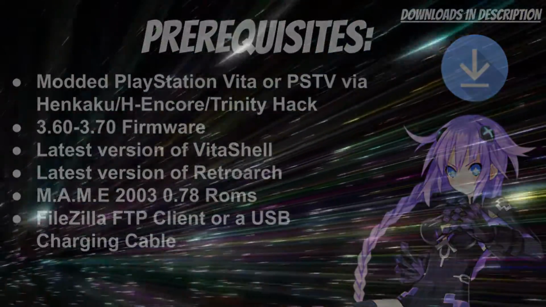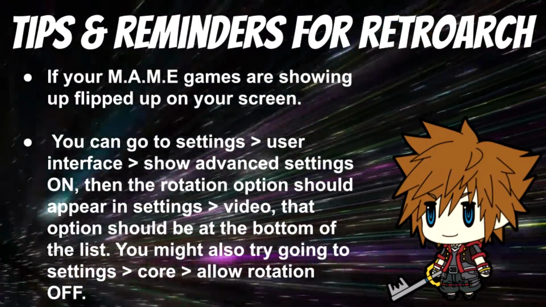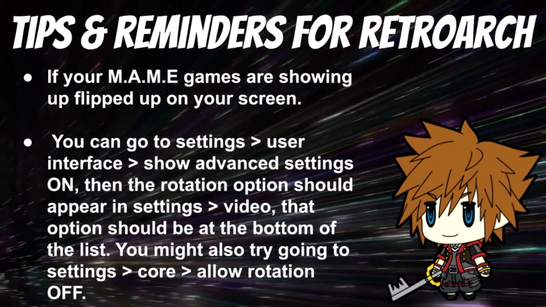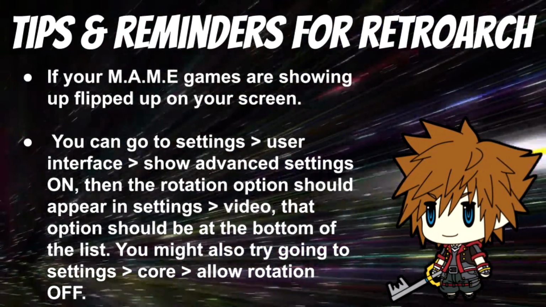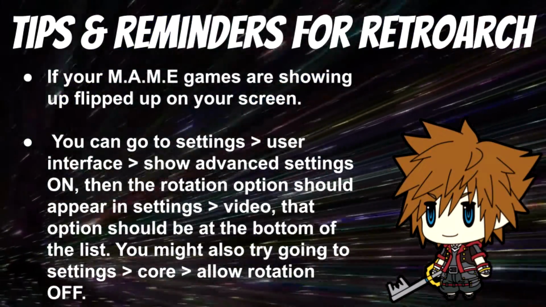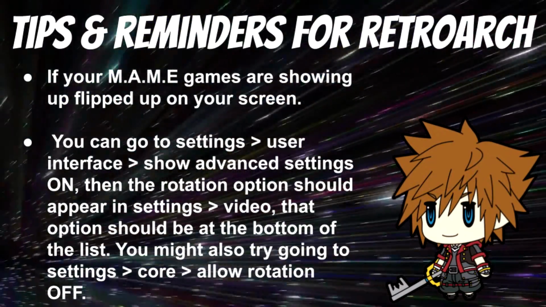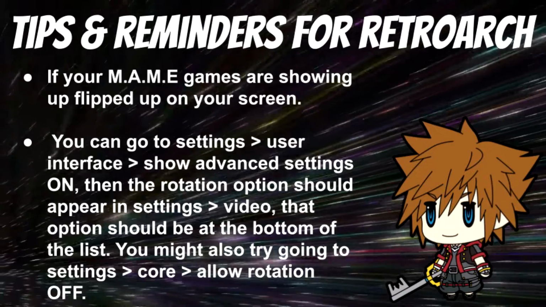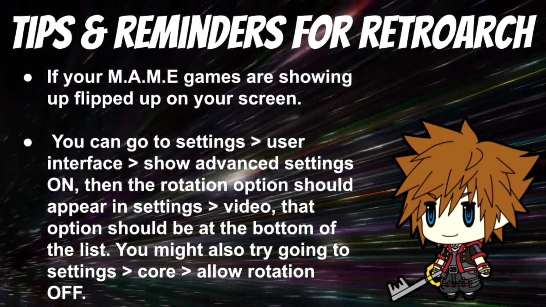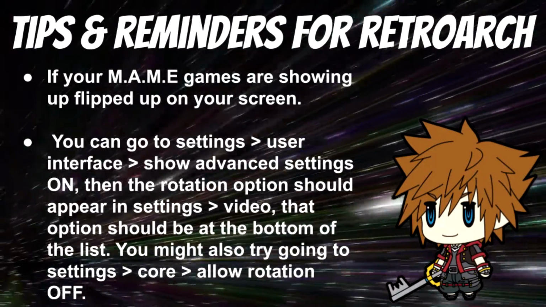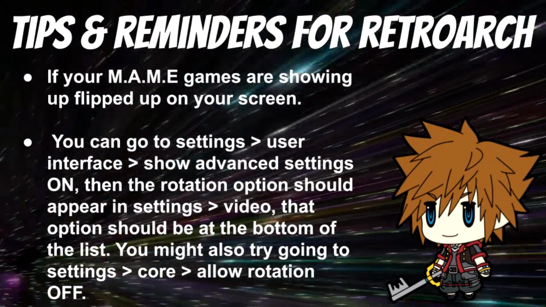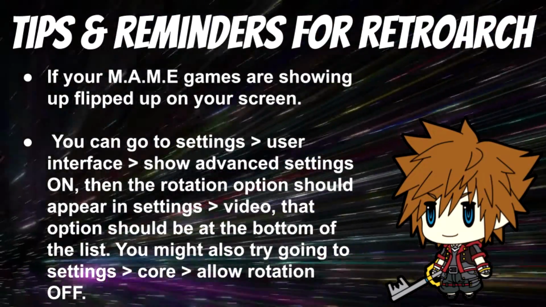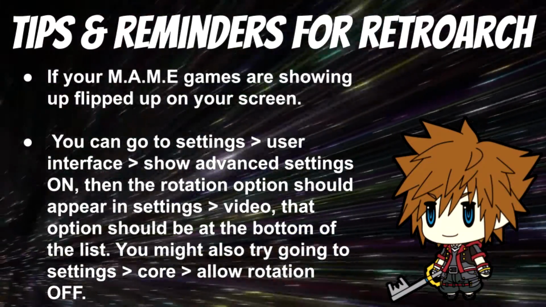As a reminder and a tip for RetroArch, since I had a few issues while doing this: if your MAME games are showing up flipped on your screen, so certain arcade games may be rotated 90 degrees or look upside down, you can go into settings, user interface, then show advanced settings, and make sure that option is on. Then the rotation option should appear in your video settings, at the bottom of the list. You also want to go to settings, core, and turn off the option called allow rotation. As the video goes on, I'll state more about that process as well.